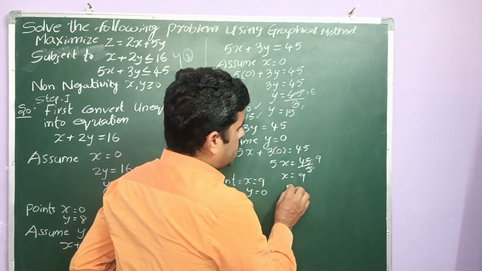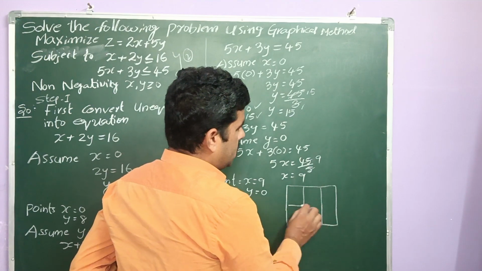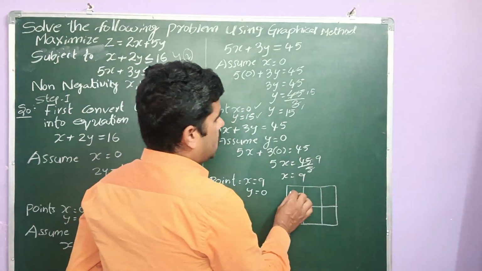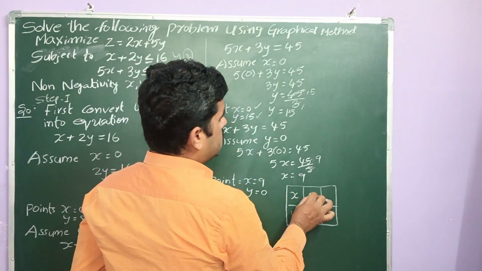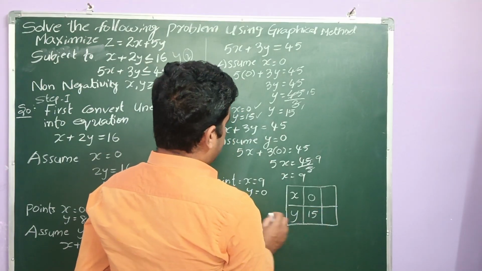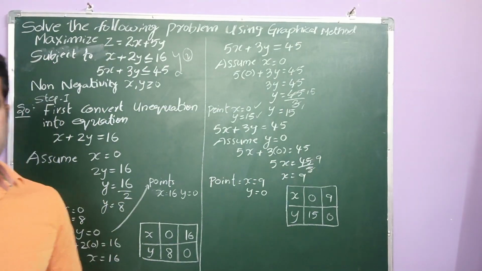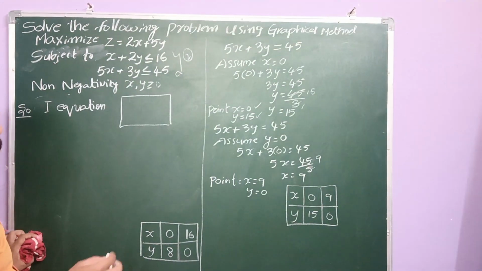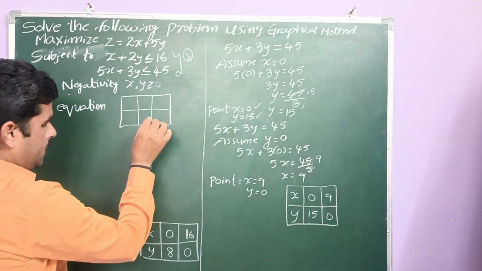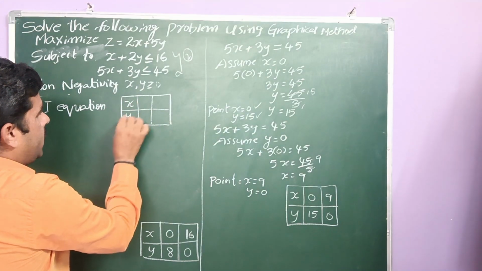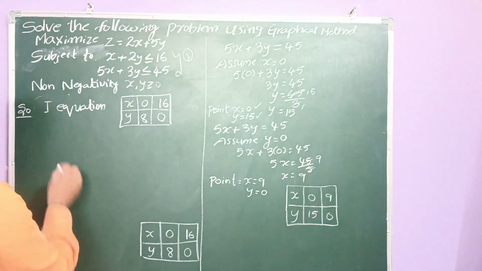Then again draw one table. In this table, write the values. Why? Because these values are called equation point values. With these values, we are going to solve the graph here. So the first points are x is equal to 0 and y is equal to 15. Then x is equal to 9, y is equal to 0. Okay, my dear students. So I am writing here the equation 1 points, that is x and y: 0, 8, 16, then 0. Okay, this is the equation first point.